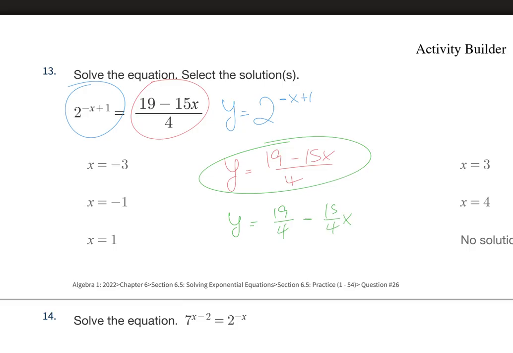So technically this is in slope-intercept form. There's our slope. This is our y-intercept. So the y-intercept is 19/4, which is a little less than 5. And that slope is negative 15/4. It's ugly looking, but it's not as crazy as you think. That's, I guess, besides the point. We're going to go over to Desmos now and graph this.